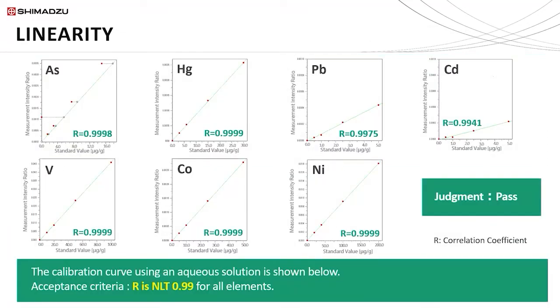The linearity criteria. Here's the data. For lack of better words, all the curves met the specified criteria, which is an R of no less than 0.99 for all the elements. So all for what we say here, the judgment passed in terms of linearity.